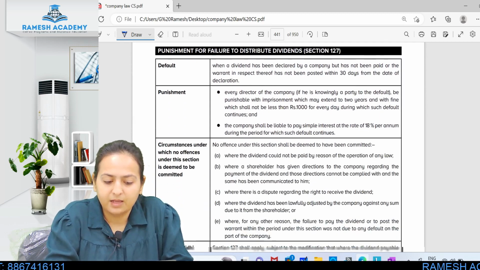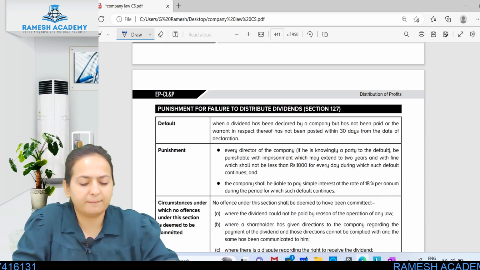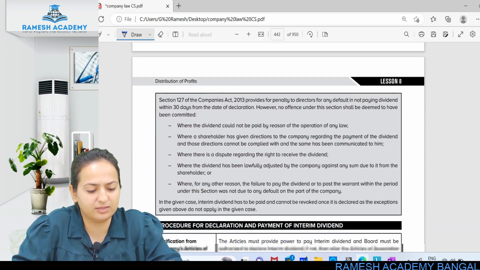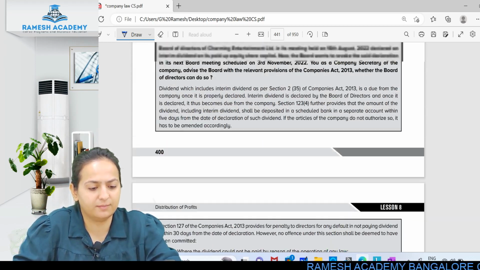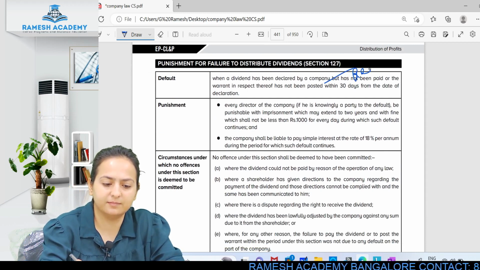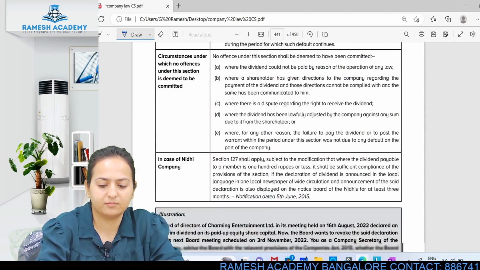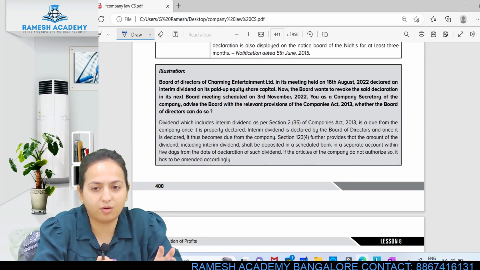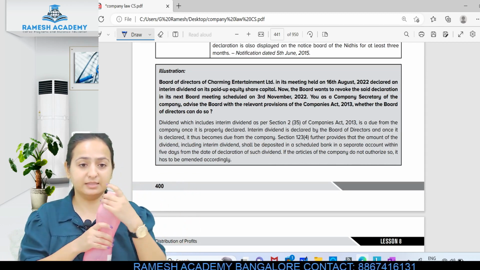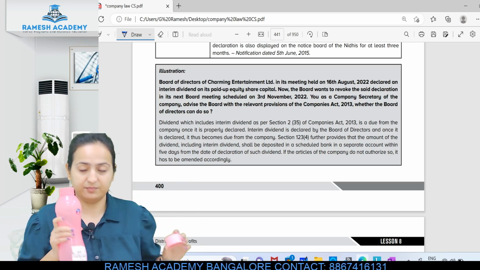Yes. Next is the punishment. Punishment for the failure to distribute the dividend. This is also not that much important. You can just write it down, okay? Just read it, it is just a reading. Don't go into the defaults. What is the penalty? The syllabus is lengthy and you cannot remember each and everything.